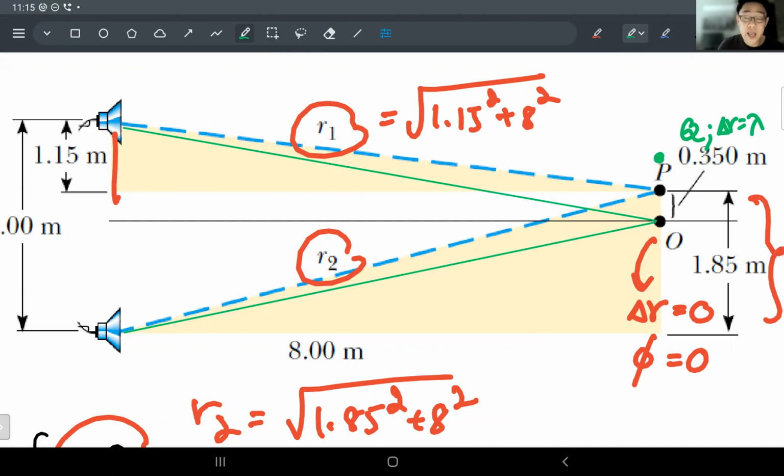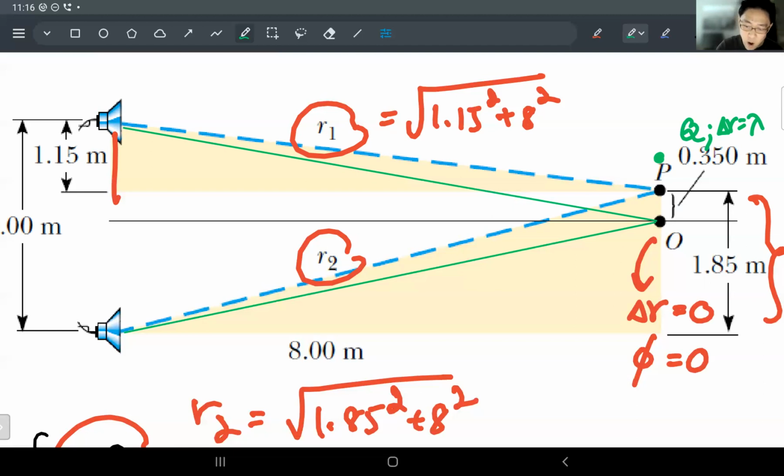However, the condition is changed. It's not going to be like point O where there's no path difference. This is a difference of one perfect wavelength. So that's why everything gets back to constructive interference, everything in sync again, up and down. So everything is vibrating in phase. Okay, does that make sense?